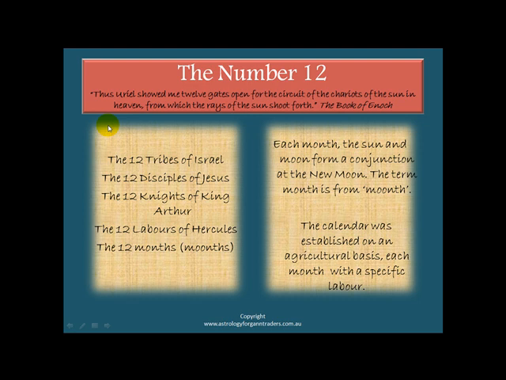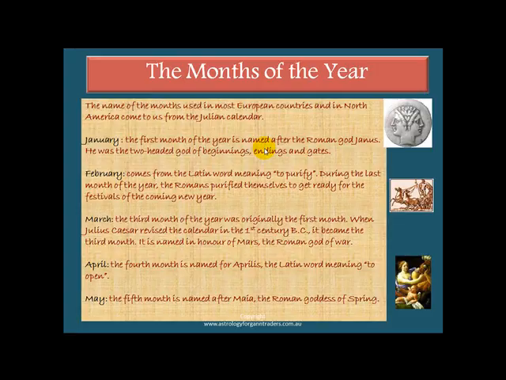Now, number 12 comes up so many times in the Bible. It's one of the other numbers that comes up, and we get the 12 tribes of Israel, 12 disciples of Jesus, the 12 knights of King Arthur, which is not in the Bible, the 12 labors of Hercules, and the 12 months, which actually means moonths. So each month, the sun and the moon form a conjunction at the new moon. The term month comes from moon-eth. The calendar was established on an agricultural basis, each moon with a specific labor.